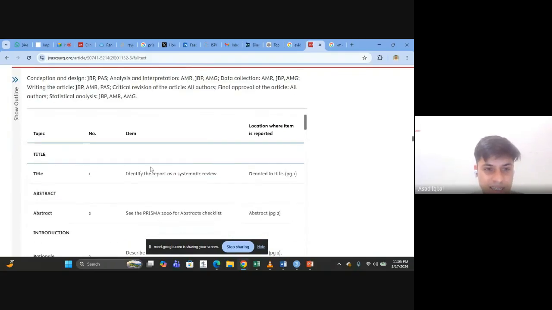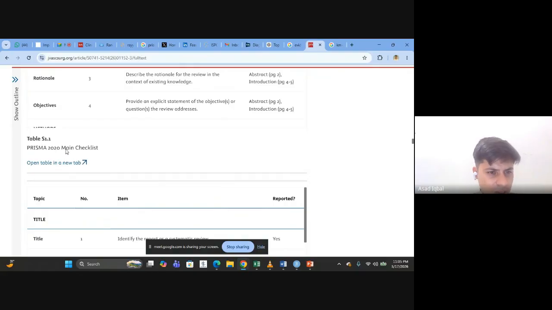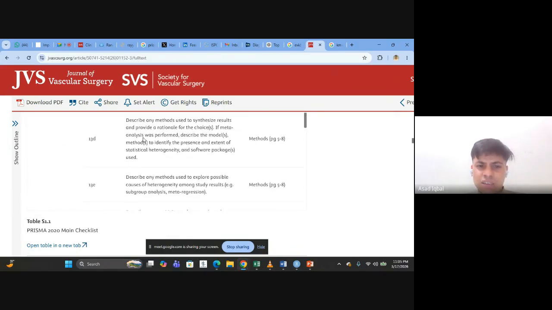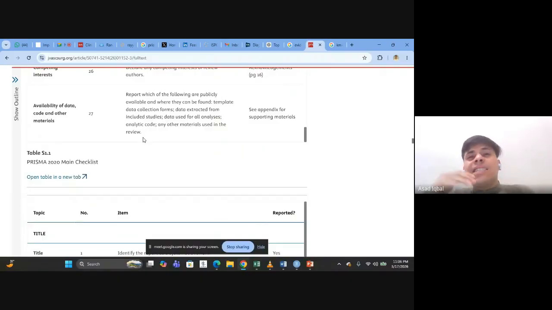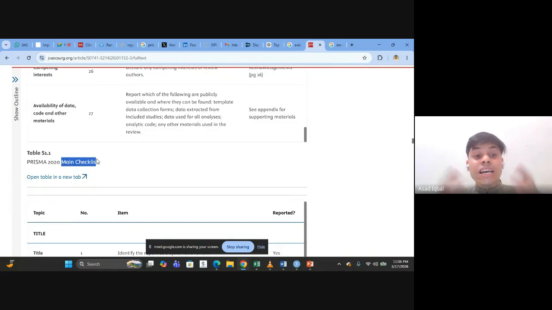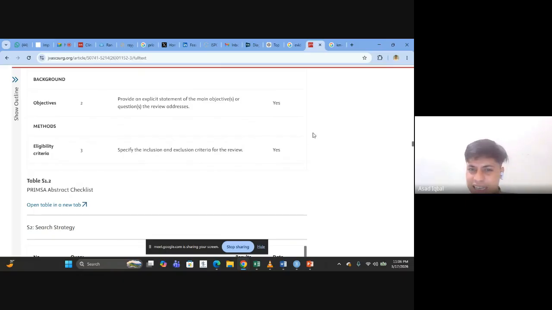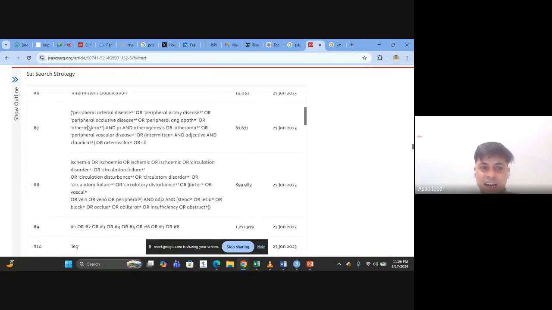Now see this. What is this? PRISMA checklist. This is something else. A good journal usually requires the PRISMA checklist. And this is different from the PRISMA flow diagram, different from what I have shown earlier, right? The PRISMA flow diagram is a different thing, and the PRISMA checklist is a different thing. What is this? Or the PRISMA abstract checklist. This is something else, and this is the search strategy. This is another kind of search strategy.